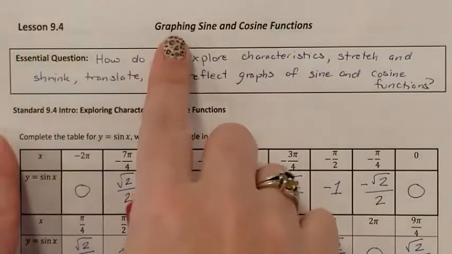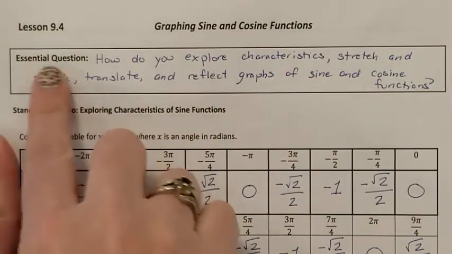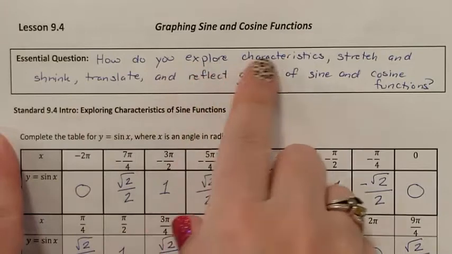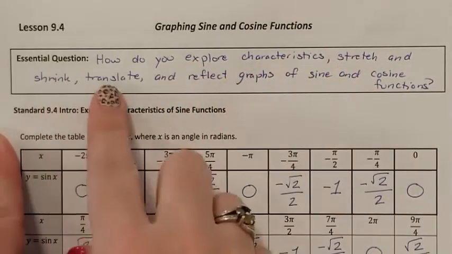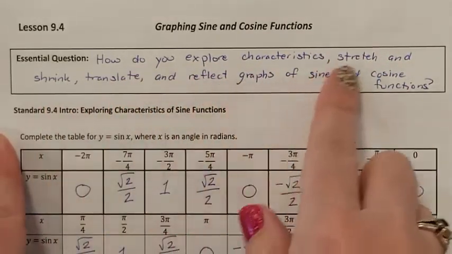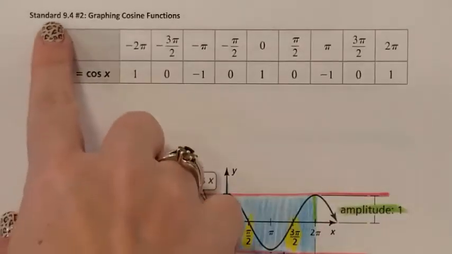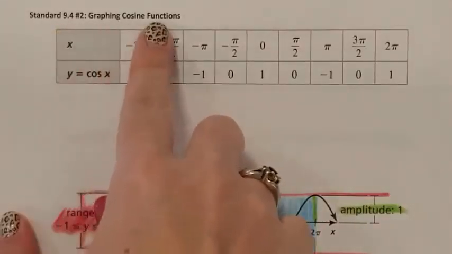Lesson 9.4, Graphing Sine and Cosine Functions. Our essential question: how do you explore characteristics, stretch and shrink, translate and reflect graphs of sine and cosine functions? Standard 9.4, number 2, Graphing Sine Functions.